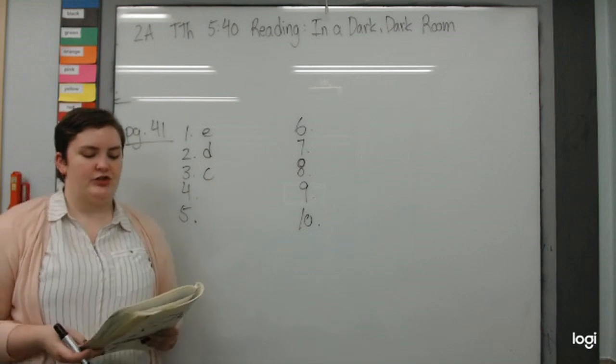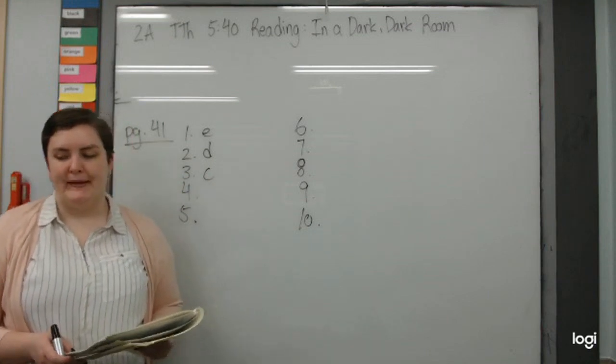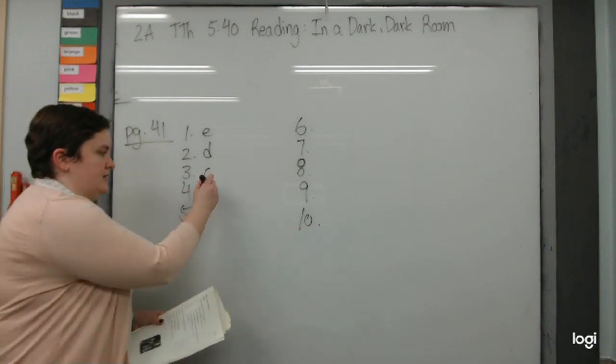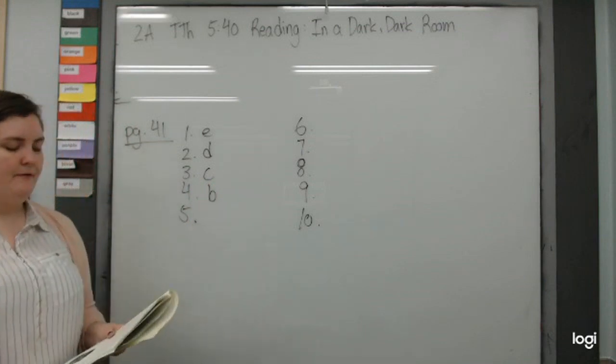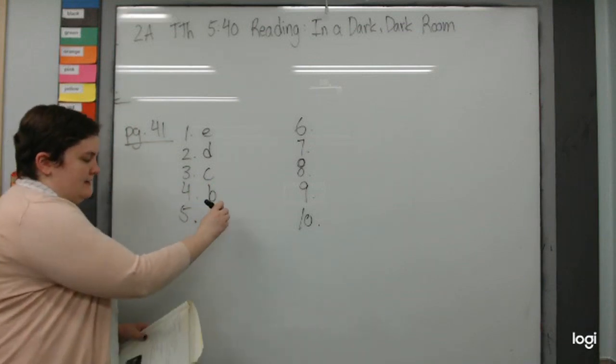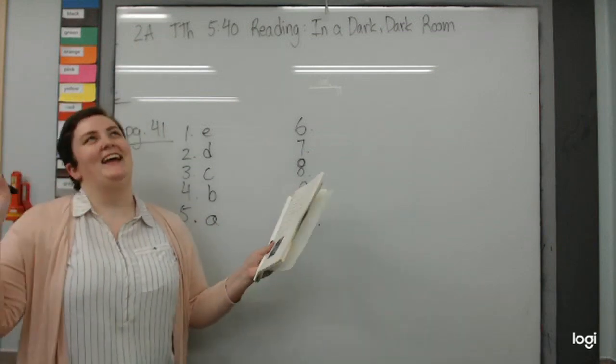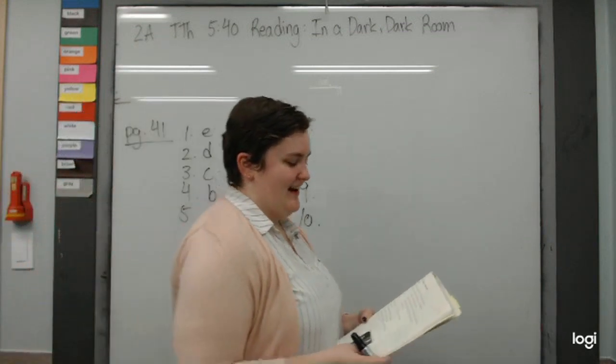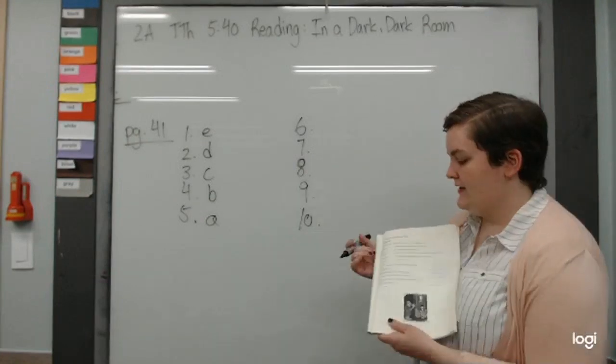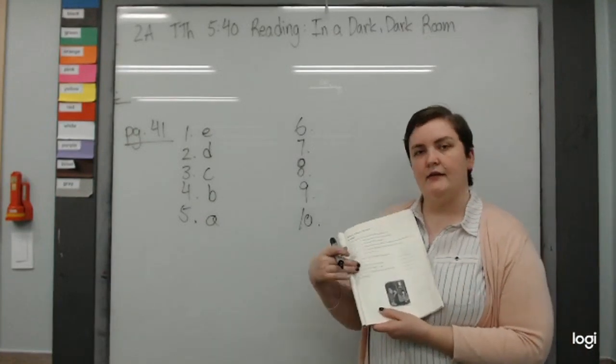4, match. Match is B. You need it to light candles. And number 5 is A. When you feel good, you smile like this. You grin, yay! And now we use these same words down here to match.